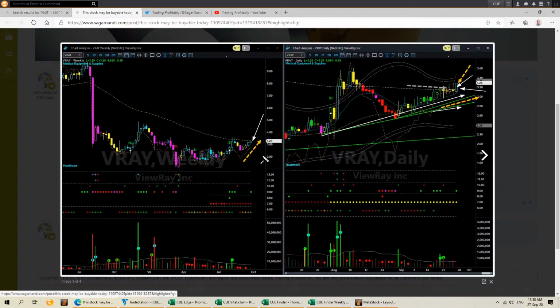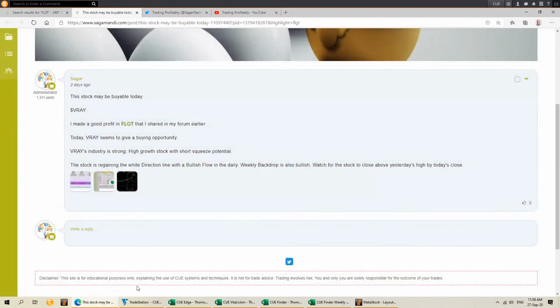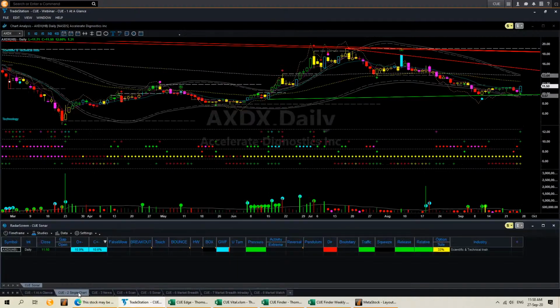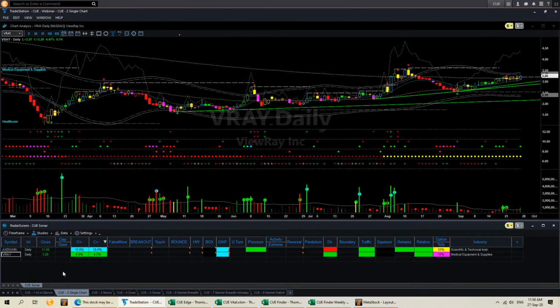This was giving a valid long trade setup on Friday, and you could find it from Q Finder, or let me put VRAY in Q Elite Sonar radar on TradeStation. Both of the stocks gave bullish flow. However, fundamentally VRAY is stronger. Technically also it is stronger because it is already in an uptrend.